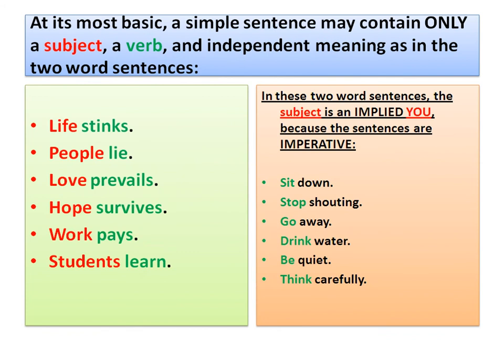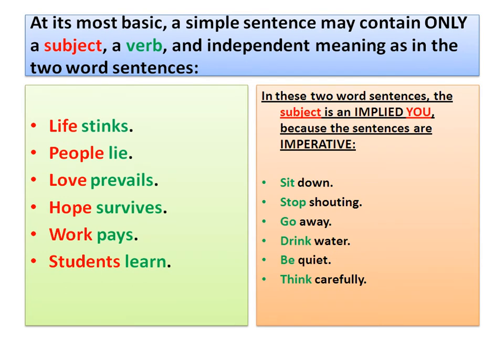At its most basic, a simple sentence may contain only a subject, a verb, and independent meaning, as in the two-word sentences below. Each one of these sentences is a complete sentence. Life stinks. People lie. Love prevails. Hope survives. Work pays. Students learn. Each one has a subject in red, a verb in green, and if someone said them to you, you would know how to respond. If someone came to you and said, "People lie," you could simply return, "They sure do."